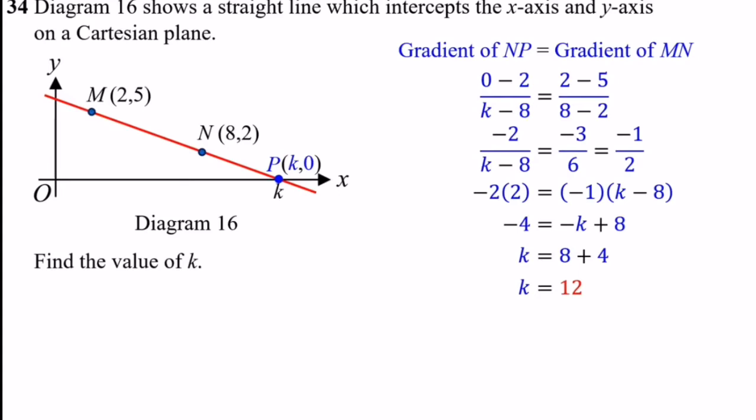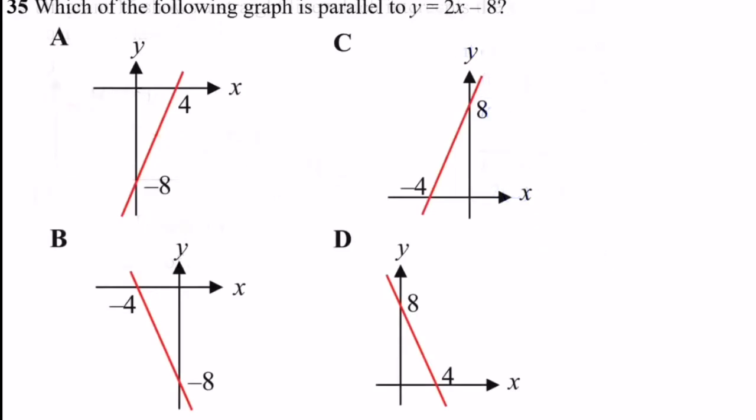Let's proceed to the next question, question 35. This question is asking which graph is parallel to y equals 2x minus 8. That means you are given the gradient is equal to 2, right? y equals 2x minus 8 means the gradient is 2 and the y-intercept is negative 8. And the gradient is positive.